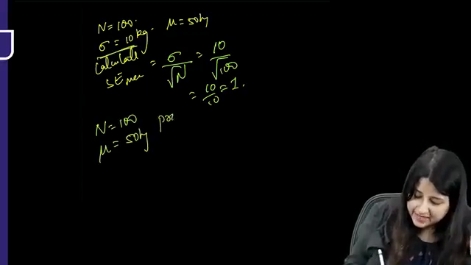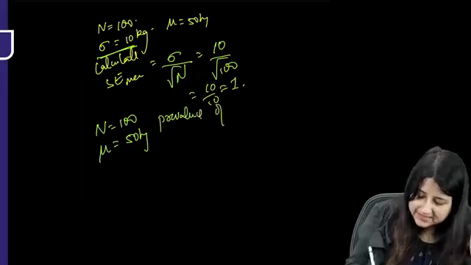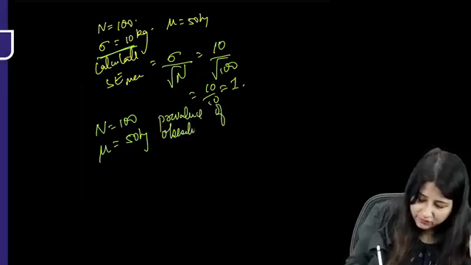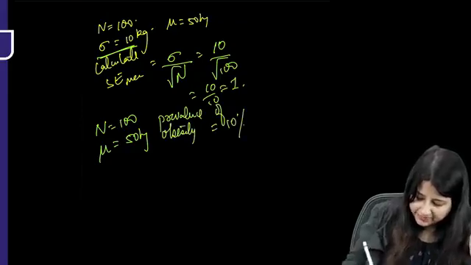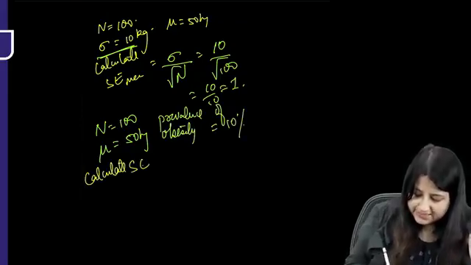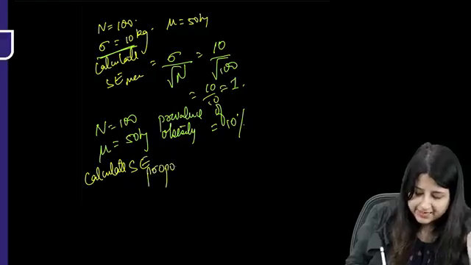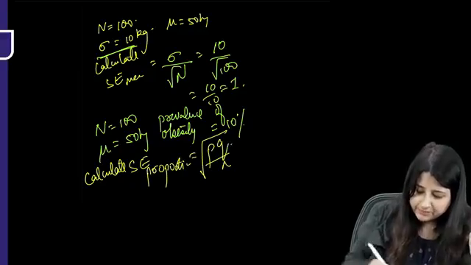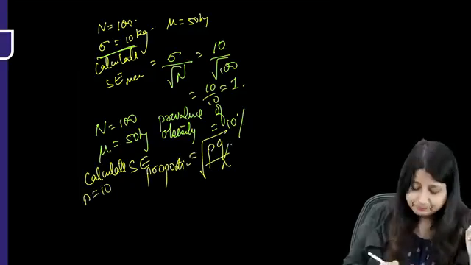I say that the prevalence of obesity in this class is equal to 10%. Now, since I've given you prevalence, I'll ask you to calculate the standard error of proportion, guys, not mean. So that is square root of pq by n. Now p is given to us as 10.